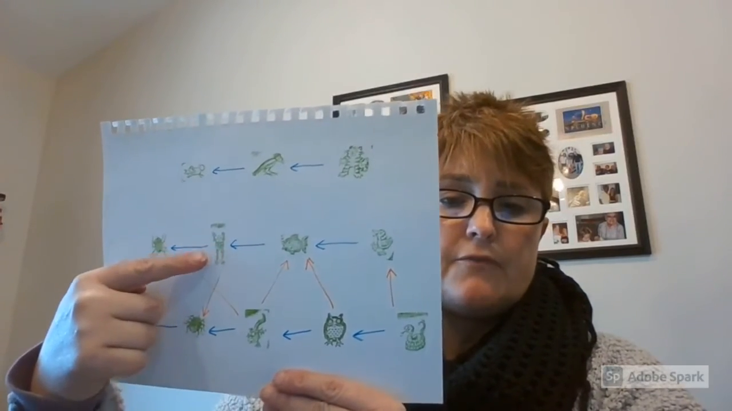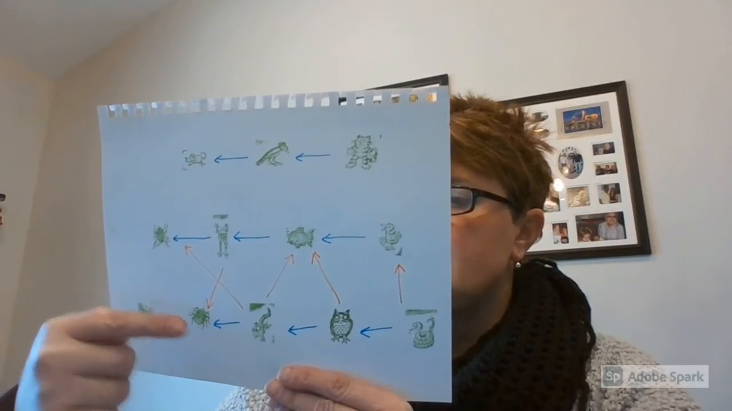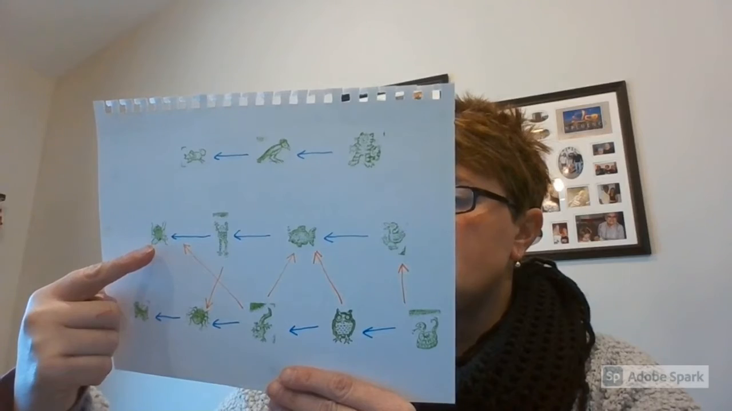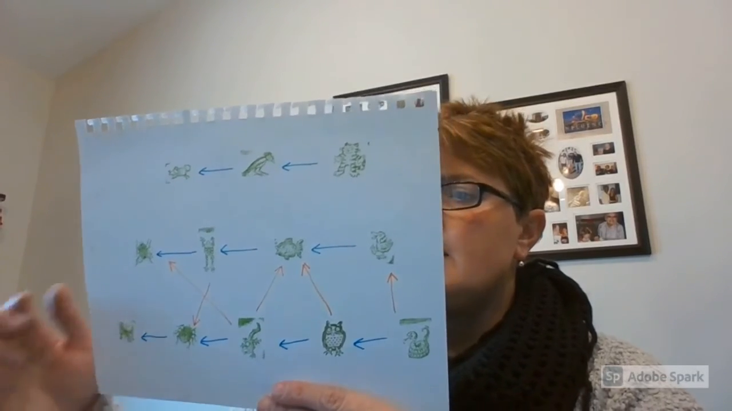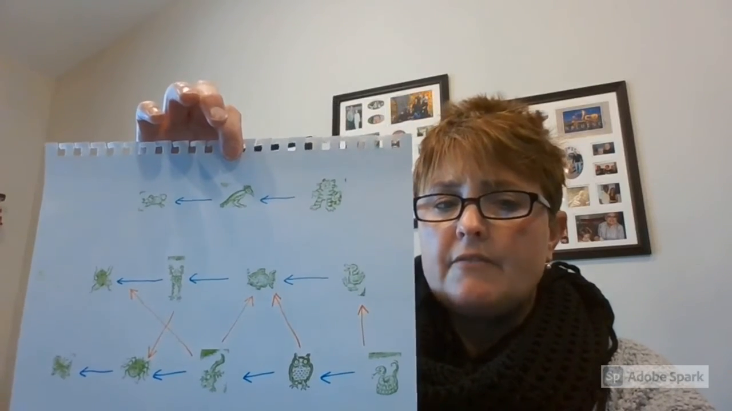The frog could eat the spider instead of the fly, and this lizard could choose to eat this fly instead of the spider, right? That's probably the first half of our web.